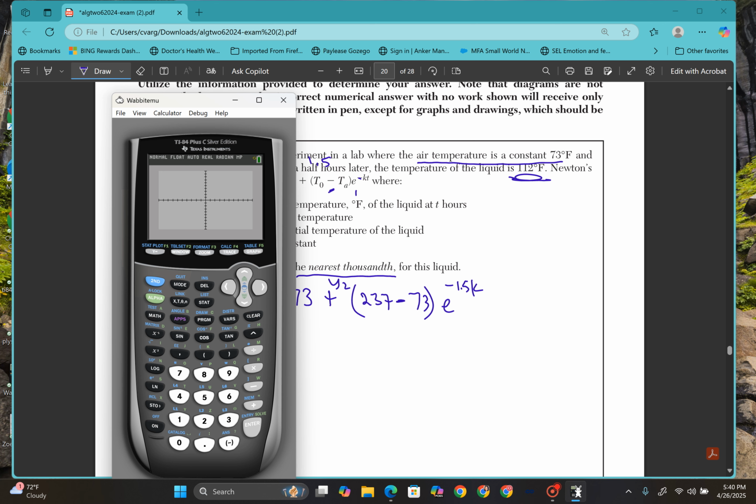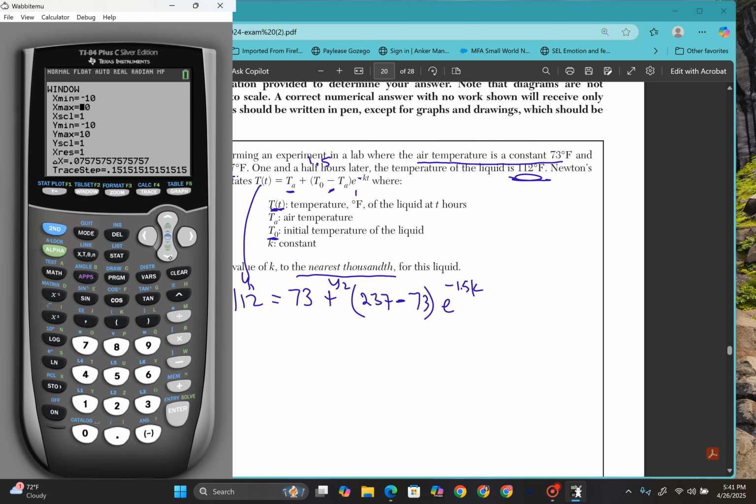Okay, so right now it looks like nothing's graphing. And the reason why is because 112 is very high, so I have to hit window. And my y max, I want to change it to a number that's bigger than 112. Okay, so let's just go 120. Let's see what we get. Okay, cool. There's my 112. And now do I have my function?